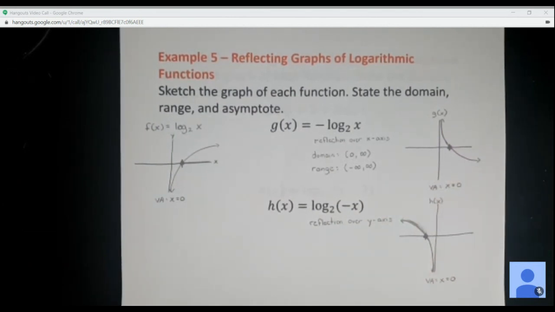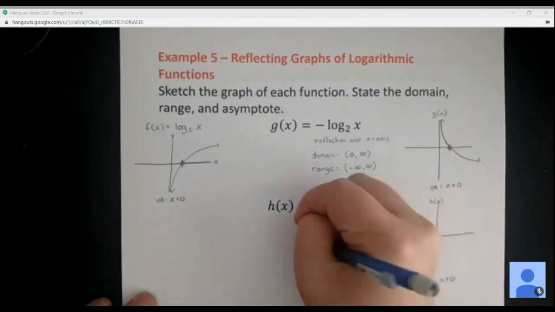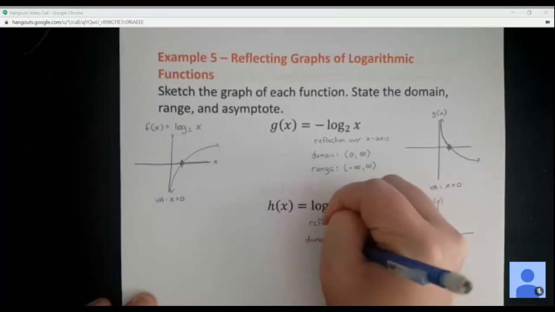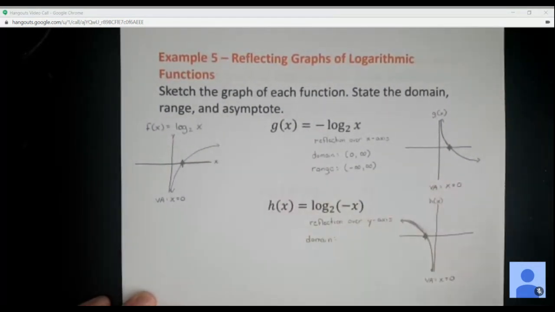Any questions on the graph now? All right, let's talk about domain and range. So looking at that new graph, what's my domain going to be for this graph now?